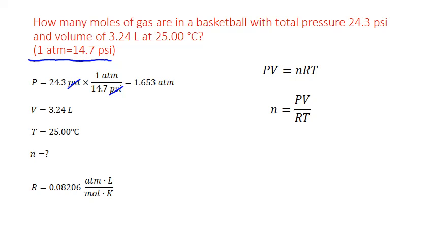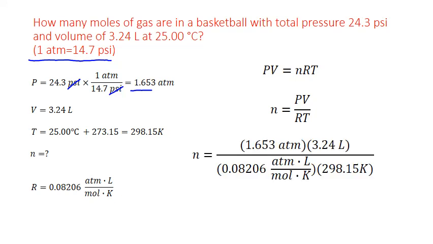I'll carry one more significant figure than I really need, and I'll round at the very end of the calculation. Our volume is in units of liters, which is the appropriate unit for volume. For temperature, we do need to convert into Kelvin, so we add 273.15 to our Celsius temperature, and we get 298.15 Kelvin. Now we can substitute all these values into our equation, and notice what happens to the units.